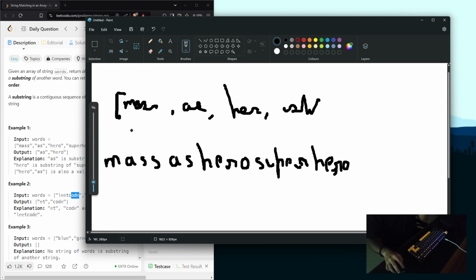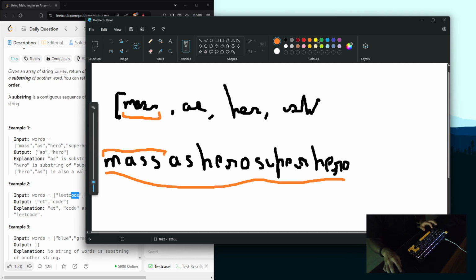And now we just need to go for each word. For each word that we have, let's say MASS, how many times is it appearing? We have to do the count for it in this big string that we have formed. We see it's only appearing once. But for AS, I'll use a different color for this one. For the word AS, it's appearing once here and once here. It is satisfying our condition. The condition is that it should appear at least two or more times.